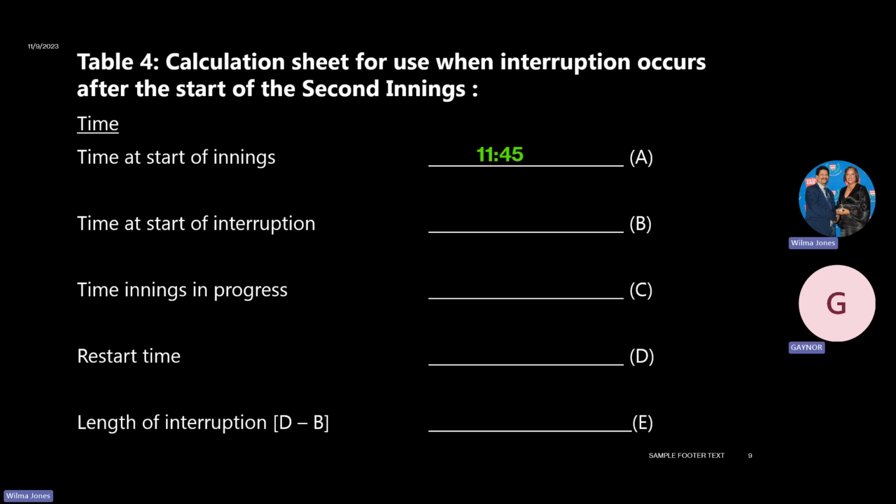Correct. This is the time of the start of the interruption, if we go back to our scenario. Like I said, it is 12:15. You mentioned it a little bit earlier. Yes, 12:15. Correct. So at this stage, how long was the innings in progress, if it started at 11:45 and the interruption started at 12:15?